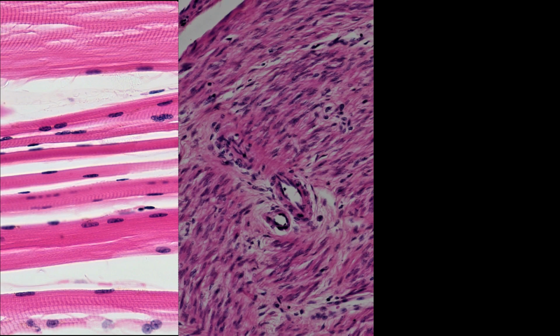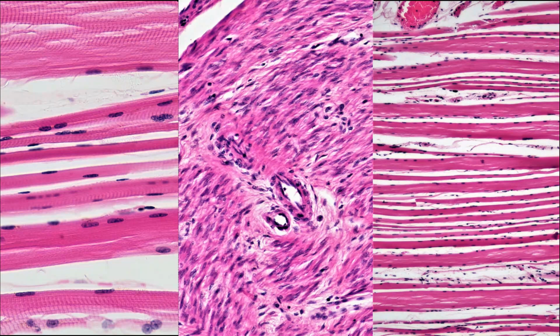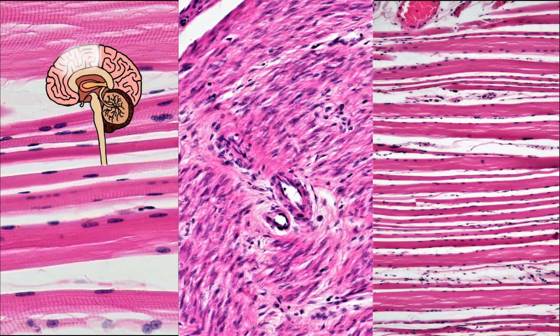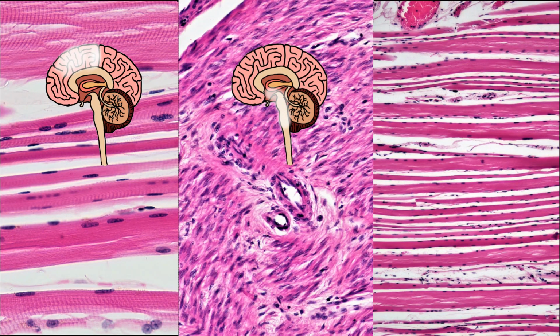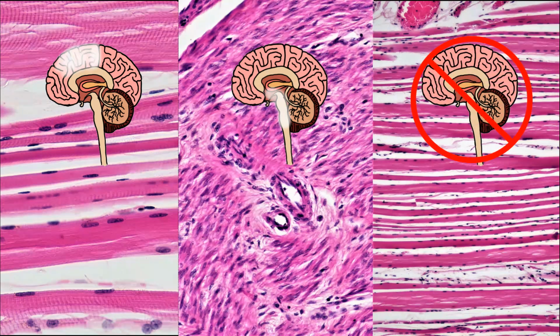There are three types of muscle: skeletal muscle, smooth muscle, and cardiac muscle. Skeletal muscle is controlled by the conscious part of the brain, so you can decide whether you want to move skeletal muscles. Smooth muscle is controlled by the unconscious part of your brain, so you can't decide whether to move most smooth muscles. Cardiac muscle isn't controlled by your brain at all.